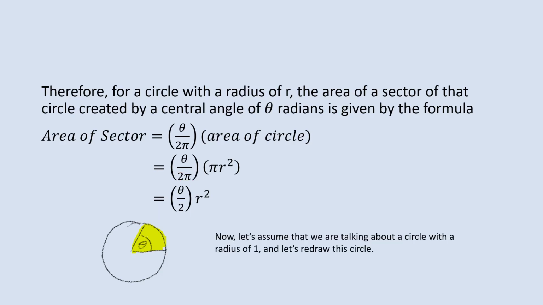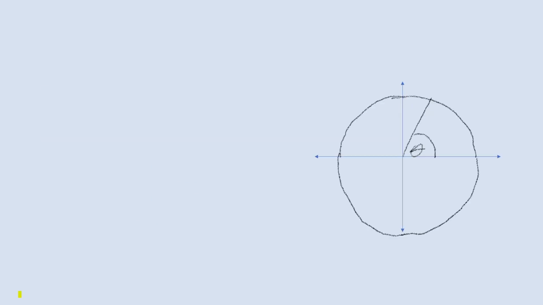Okay, now let's assume at this point that we're talking about a circle with a radius of 1. So theta over 2 times r squared is going to equal theta over 2 times 1 squared, in other words, just theta over 2. We're going to redraw the circle now. We'll draw a unit circle as we often do, and we're going to label some points. We've got the origin, and we've got point A, point B, D, and C, as you can see.